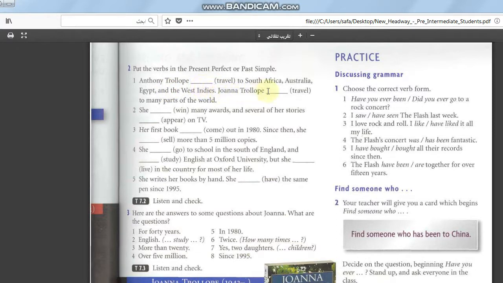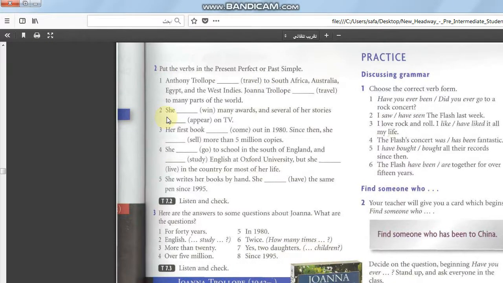Travel becomes: Anthony Trollope traveled to South Africa, Australia, Egypt and the West Indies. Trollope has traveled to many parts of the world. Number 2, she has won many awards and several of her stories have appeared on TV.